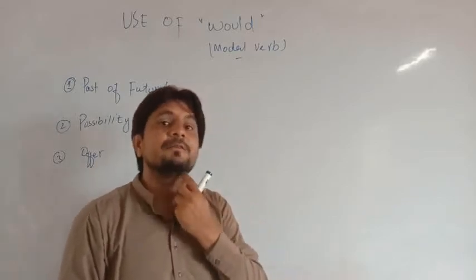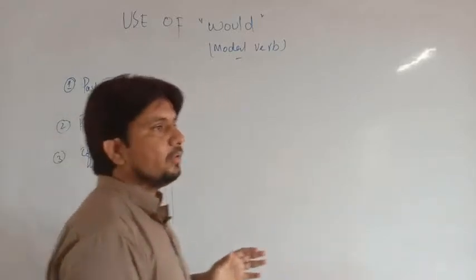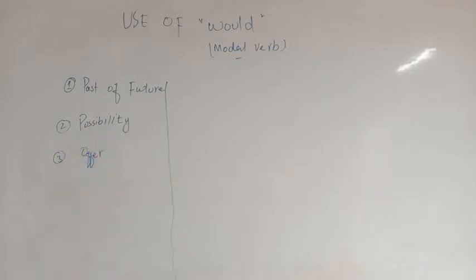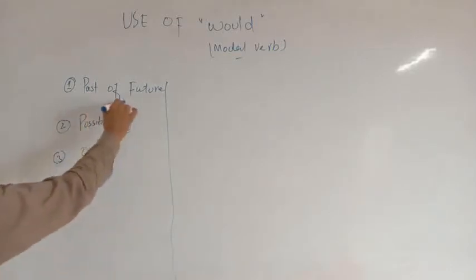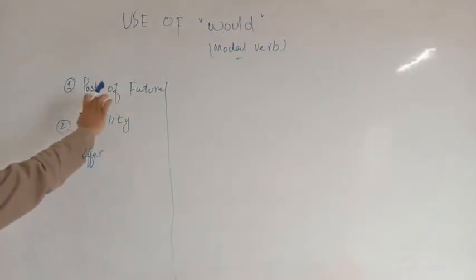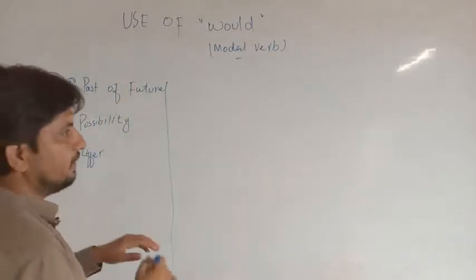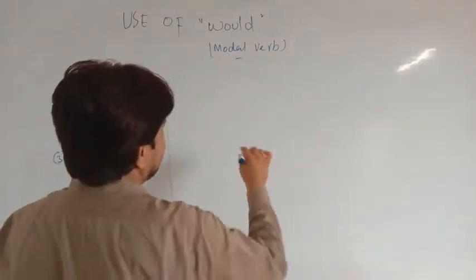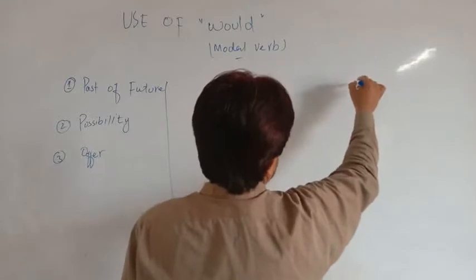वहाँ पे क्या था, एक future का जुमला था. Then how can you make that sentence? It is known as past of future. First of all, I am going to explain it in Urdu.